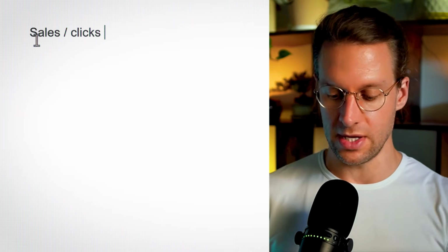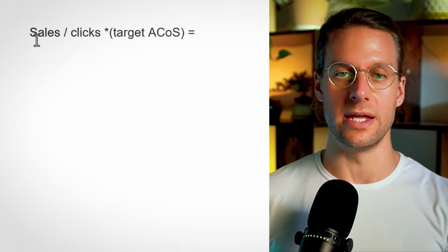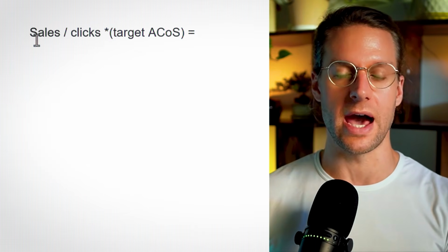So there's a simple way to calculate your ideal bid when you're doing campaign optimization. And it's as simple as this. It's sales generated from that campaign or that targeting group or whatever, divided by clicks, times target ACoS. Now, why is that? I'm going to explain this so that you understand it. And this is going to be game changing for those of you that have never understood exactly how to find the optimal bid.